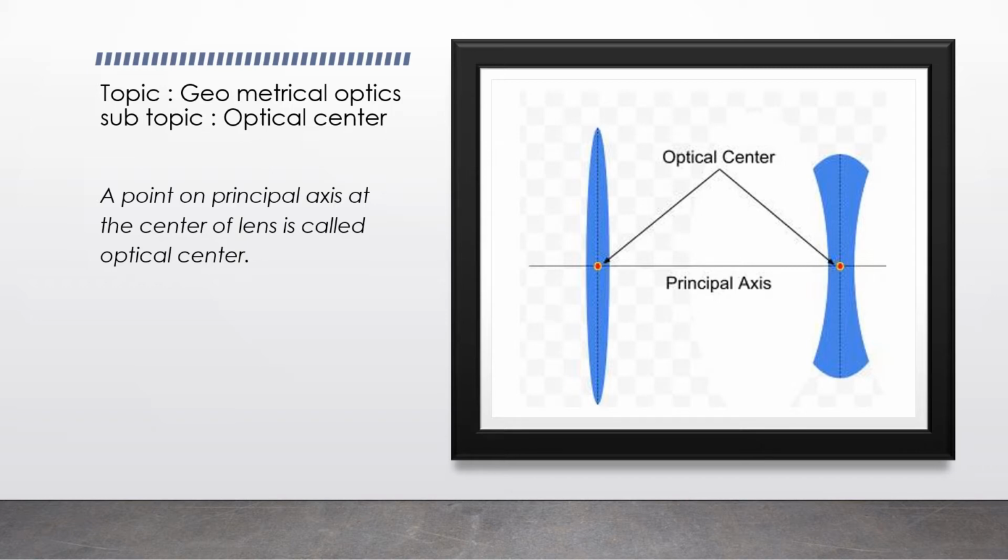The basic definition is about the optical center. Students, on the right side we are seeing two lenses, one is convex and the other is concave. Convex is also a converging lens, and concave is a diverging lens. The principal axis is basically a straight line cutting through both the lenses at their center. A point on the principal axis at the center of a lens is called the optical center.